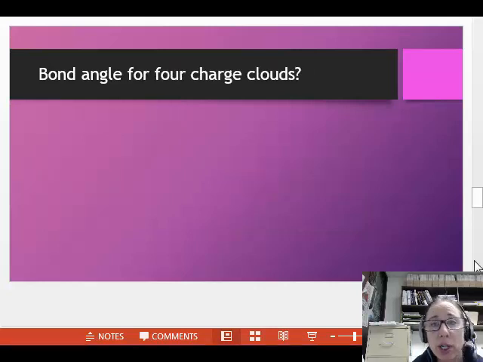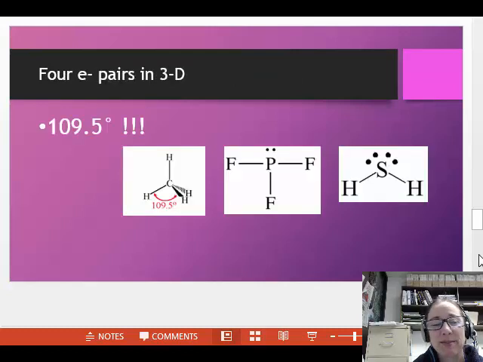So if two charge clouds are 180 degrees apart and three charge clouds are 120 degrees apart, what is the angle for four charge clouds? You may have thought 90 degrees. And if a molecule had to remain in two dimensions, that would be the case. However, molecules exist in three-dimensional space and thus have the larger angle of 109.5 degrees when there are four charge clouds around a central atom.